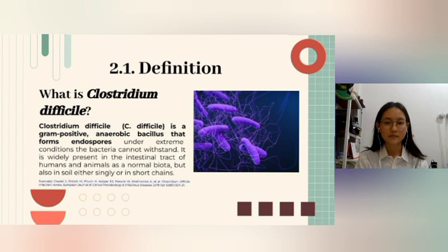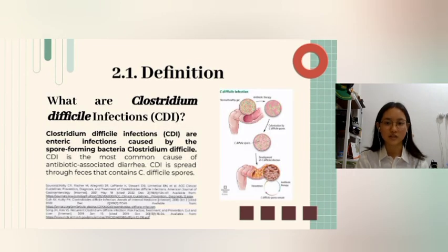Now, Clostridium difficile infections, or CDI, are enteric infections caused by the spore-forming bacteria Clostridium difficile. CDI is spread through feces that contain C. difficile spores. CDI is the most common cause of antibiotic-associated diarrhea. Humans typically develop diarrhea induced by C. difficile during or shortly after receiving antibiotics, but symptoms may occur months after the initial infection. Signs of CDI include dehydration, watery diarrhea, and in extreme cases, peritoneal signs may be present.